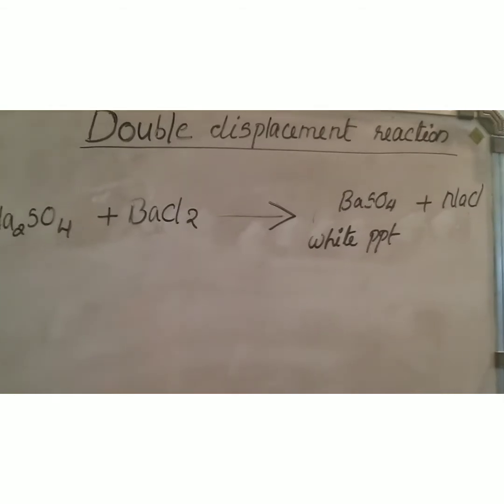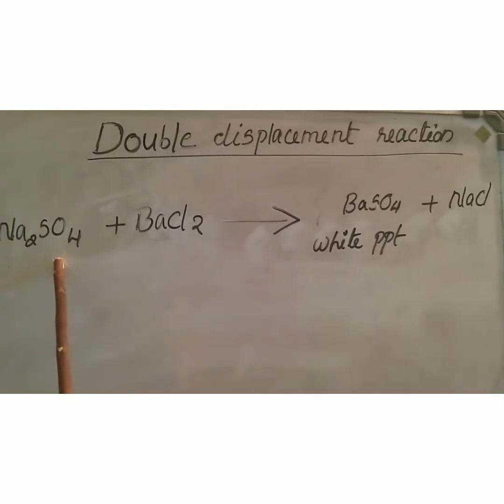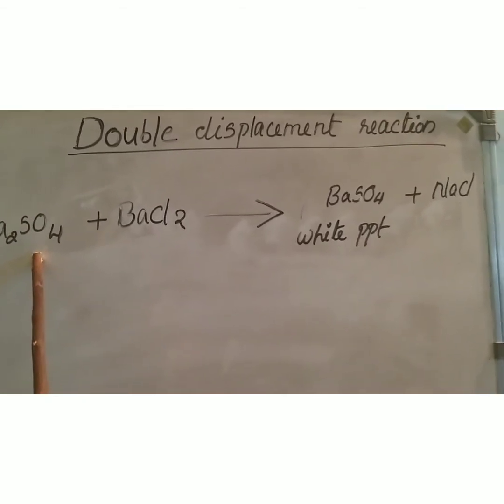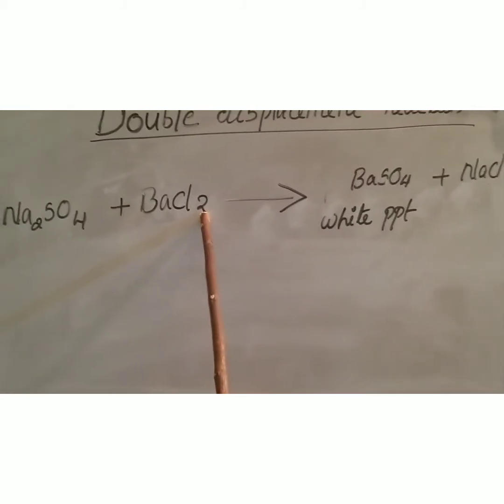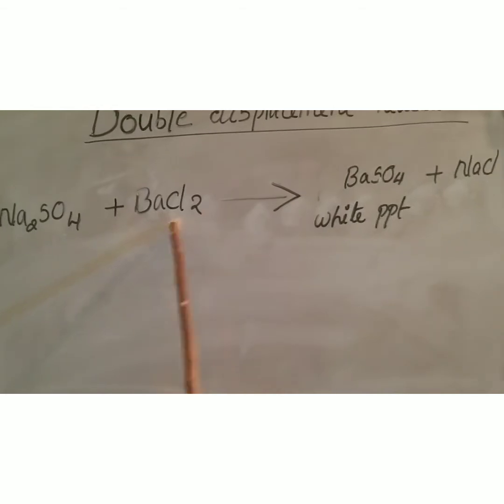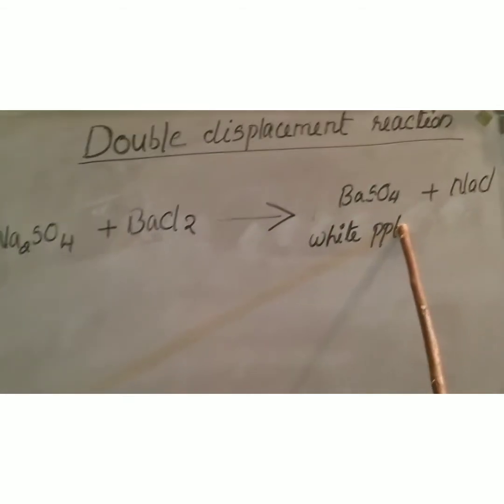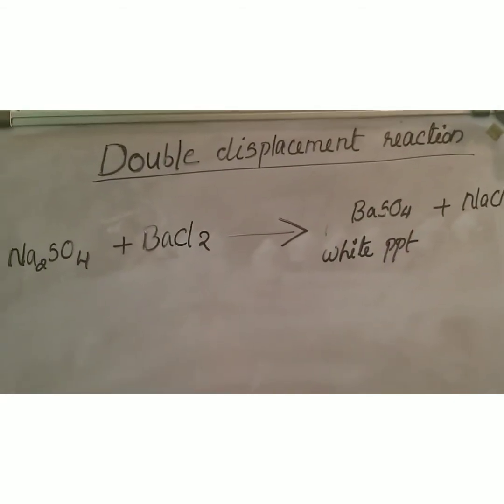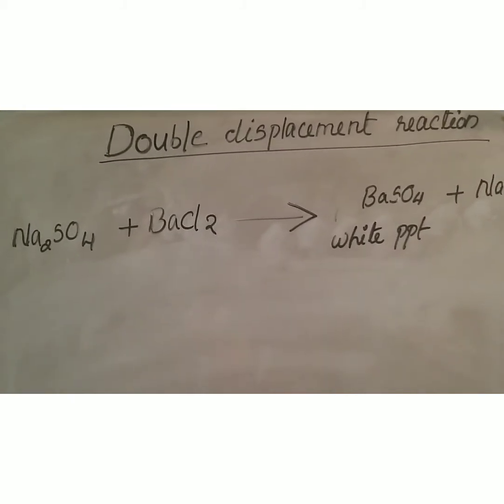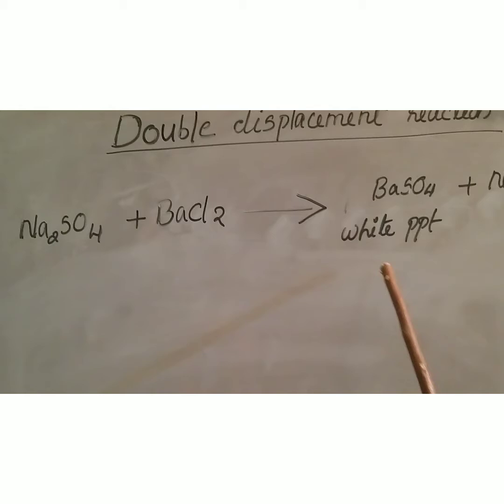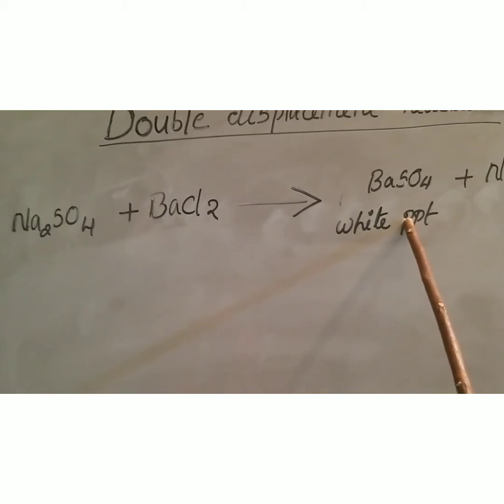In this activity, we take about 3 ml sodium sulfate solution and 3 ml barium chloride solution. Then mix these two solutions. We get a white precipitate. What is the color of the precipitate formed by the reaction between sodium sulfate and barium chloride? White.